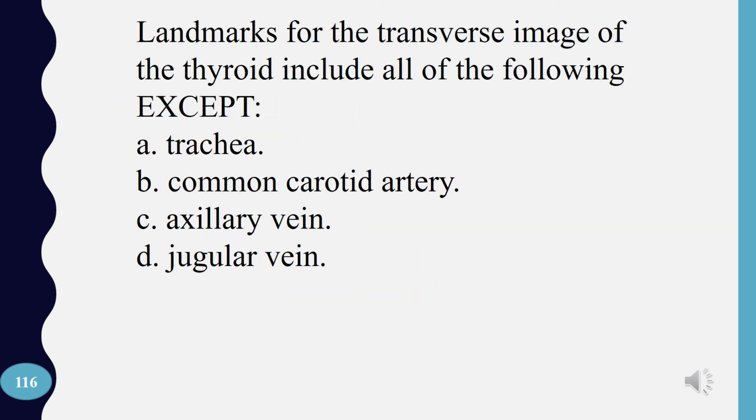Landmarks for the transverse image of the thyroid include all of the following except A. Trachea. B. Common carotid artery. C. Axillary vein. D. Jugular vein. The answer is C. Axillary vein.